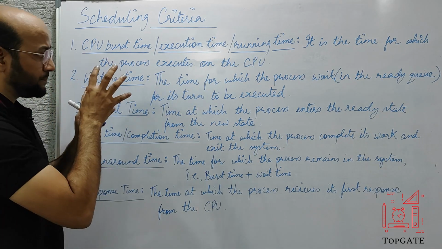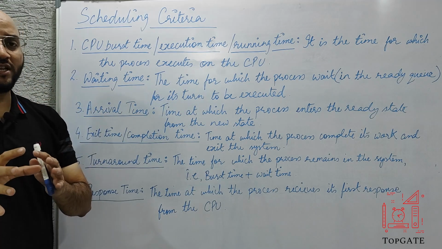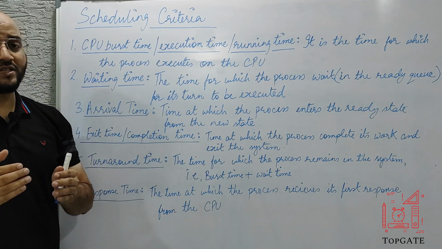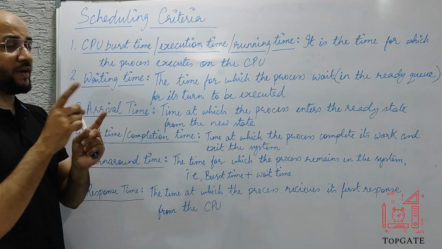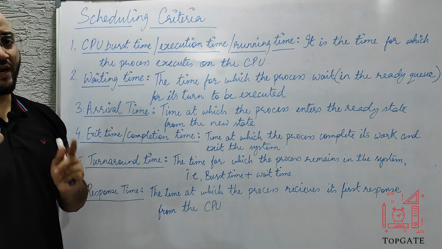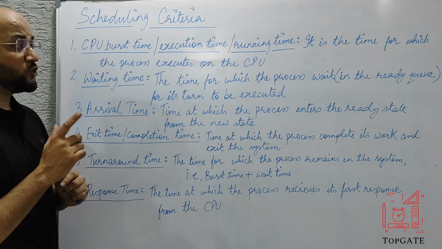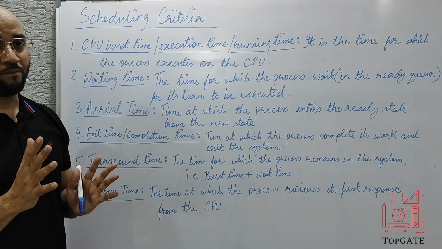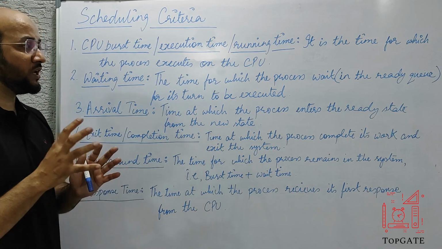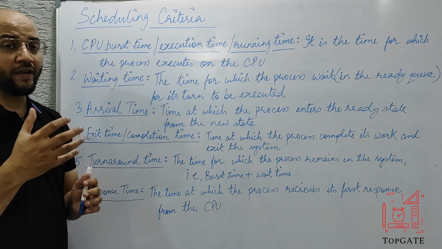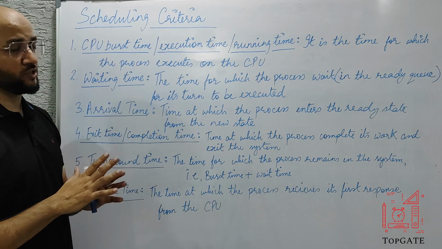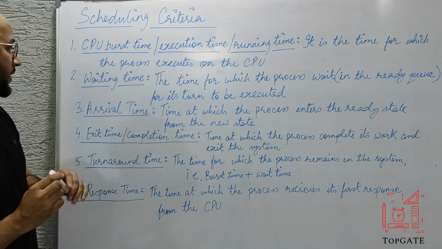So the process is ready and waiting for its turn, but the OS is not giving it a chance to execute on the CPU. The time for which it is waiting in the ready queue for its turn is called the waiting time. And this waiting time should be as low as possible. We should choose the algorithm in such a way that the waiting time is as low as possible. Clear? So that is the waiting time.